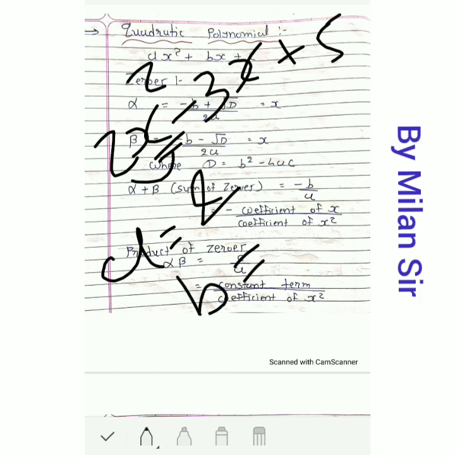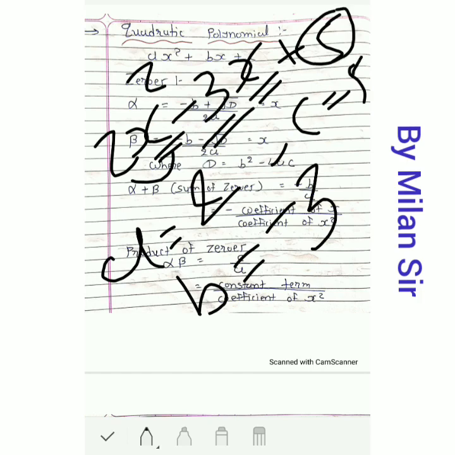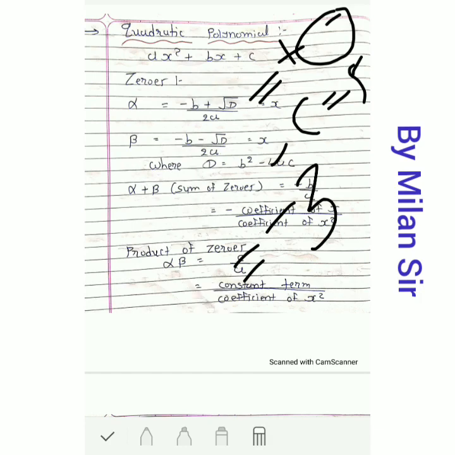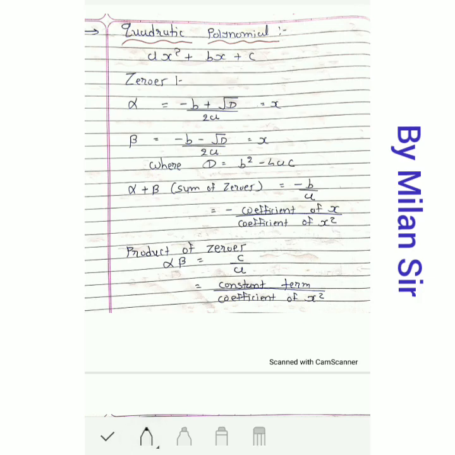Second thing, b, the coefficient of x is 3, but we write with the sign, that means minus 3. And c is our constant term, it is 5. So in this way we can get a, b and c by comparing with the standard form of a quadratic polynomial. Then, the relation between zeros and coefficients.